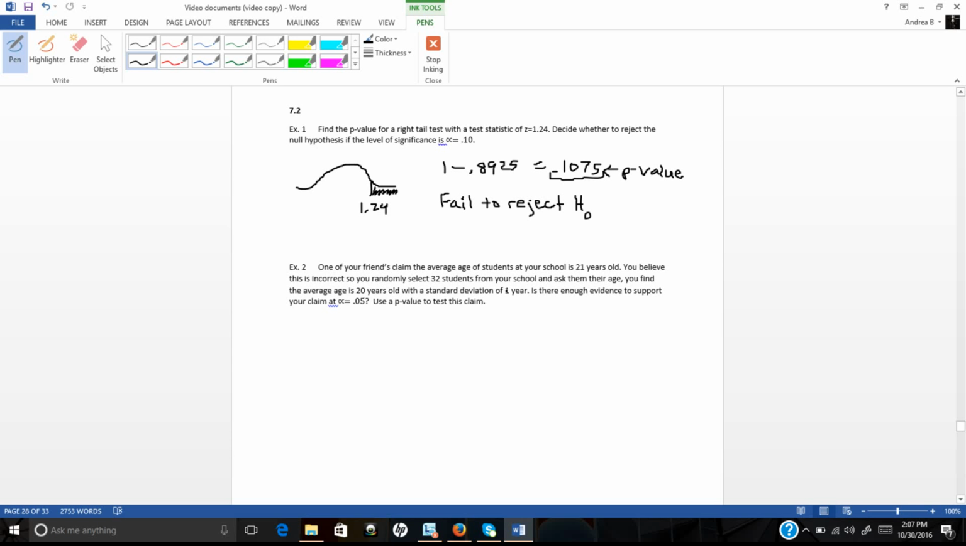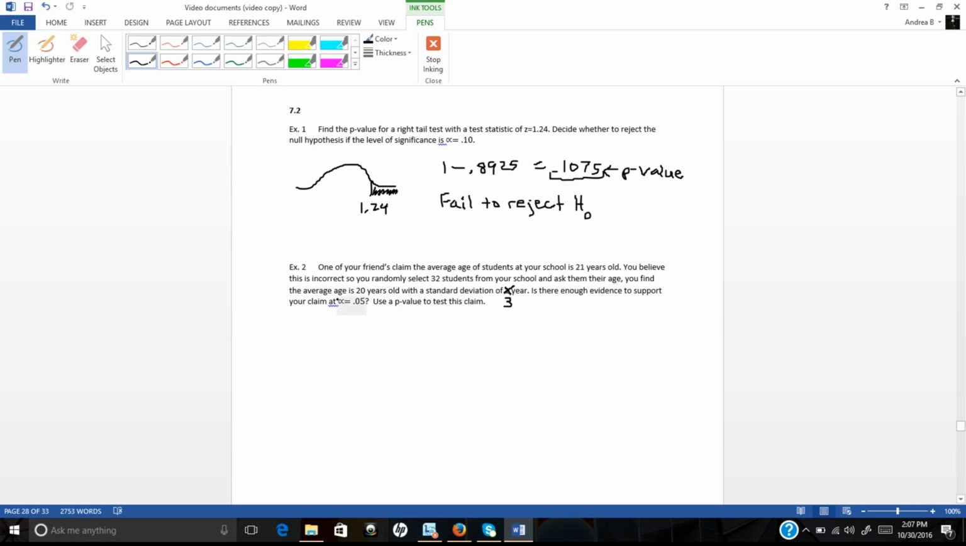And in this case, whenever I was working it out, once again, this one didn't work out real well with the standard deviation of 1 year. So let's change that here to a standard deviation of 3 years. It'll make our numbers a little bit easier to work with here. So make sure to edit that in your notes. And then we want to figure out, is there enough evidence to support your claim at an alpha equals 0.05 level? And we want to use the p-value test to test this claim here.